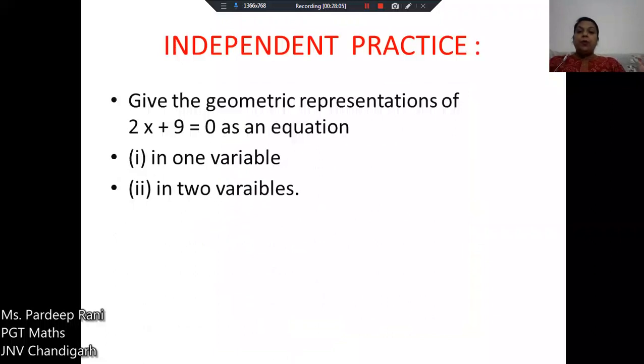There is a practice problem for you people. Give the geometric representations of 2x plus 9 equal to 0 as an equation in one variable and in two variables. Dear students, I hope you will be able to solve this problem on the basis of the example we solved just earlier to it.